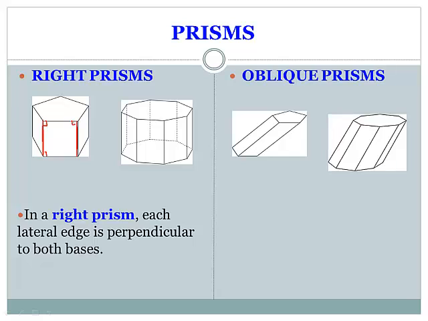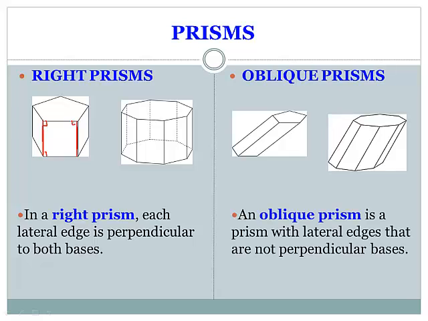If we have an oblique prism, an oblique prism is a prism with lateral edges that are not perpendicular to the bases. If we look at our first example of an oblique prism, you can see clearly at this angle, this is not a 90-degree angle, and neither would this angle here. So these are oblique prisms.